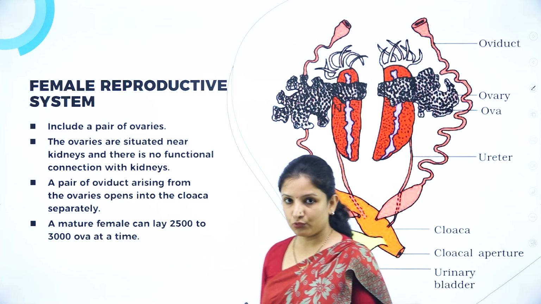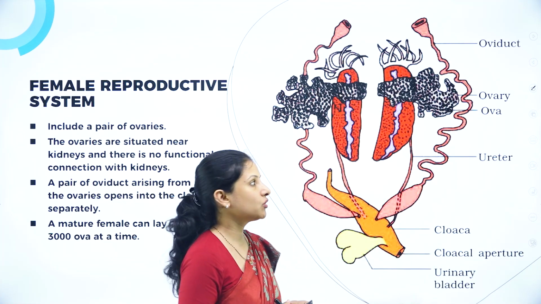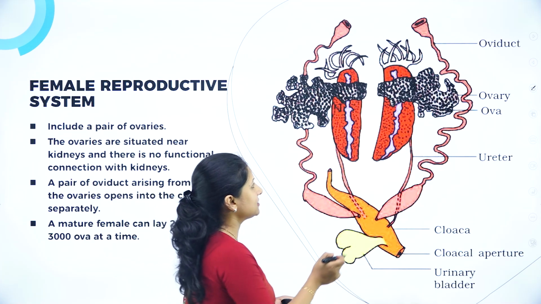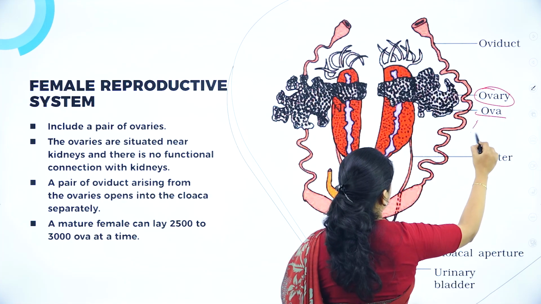So next, let's move into the female reproductive system. In the female reproductive system, the ovaries are there, which will produce the ova, which is nothing but the egg.